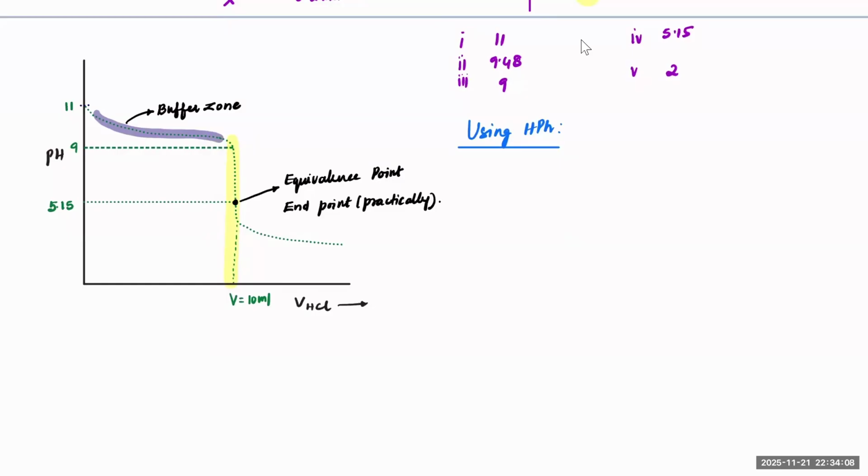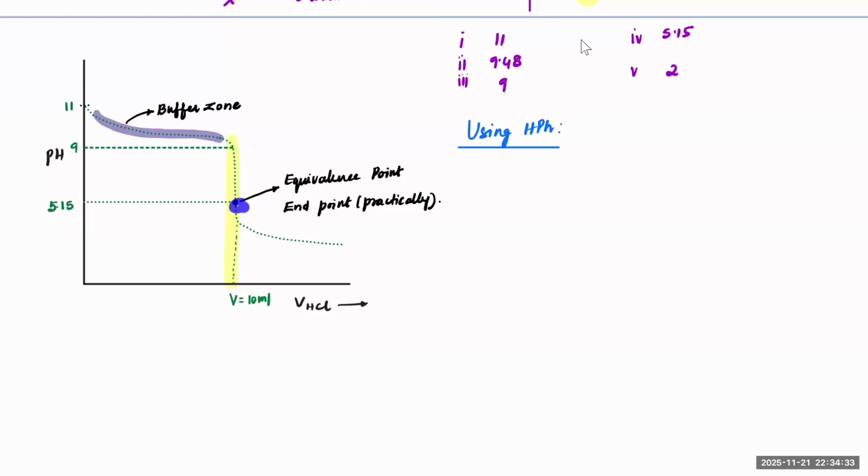But what if it is methyl orange? If it is methyl orange, at 11, 9, 8, 7, everywhere the color is yellow only. So from here, it will be yellow, and it will be yellow till this point also. And at this point, around 9.9 ml, the minute you add just 1 ml, from yellow it will suddenly become orange.